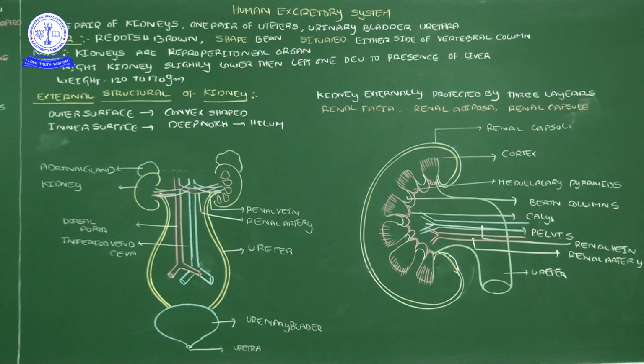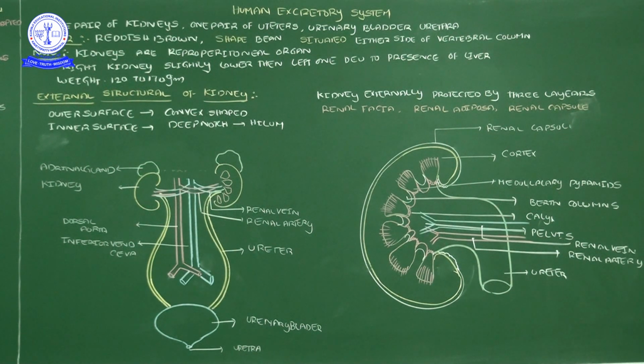When the urinary bladder is filled with urine, it enlarges up to a certain limit. When it is full, the urea, the excretory products, are released out through a small hole, which is the urethra. Okay, this is the external and internal structure of a human excretory organ, the kidney.